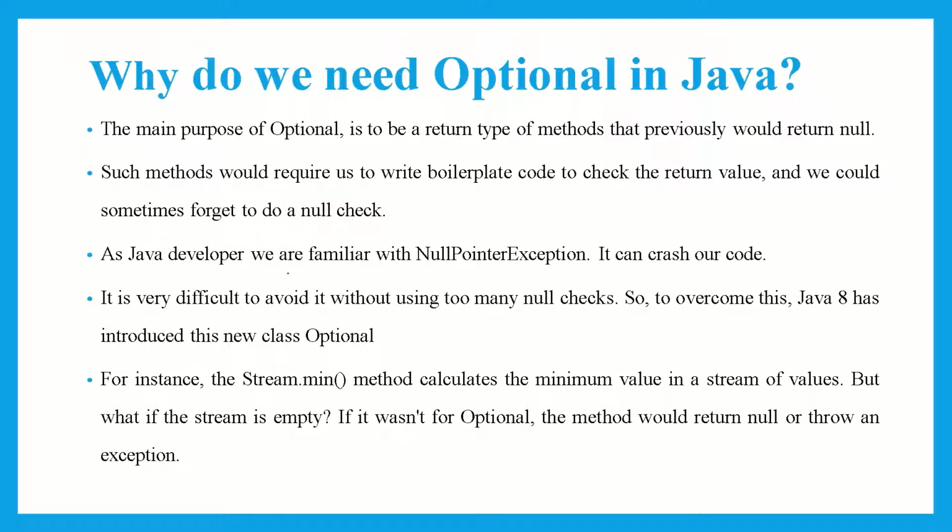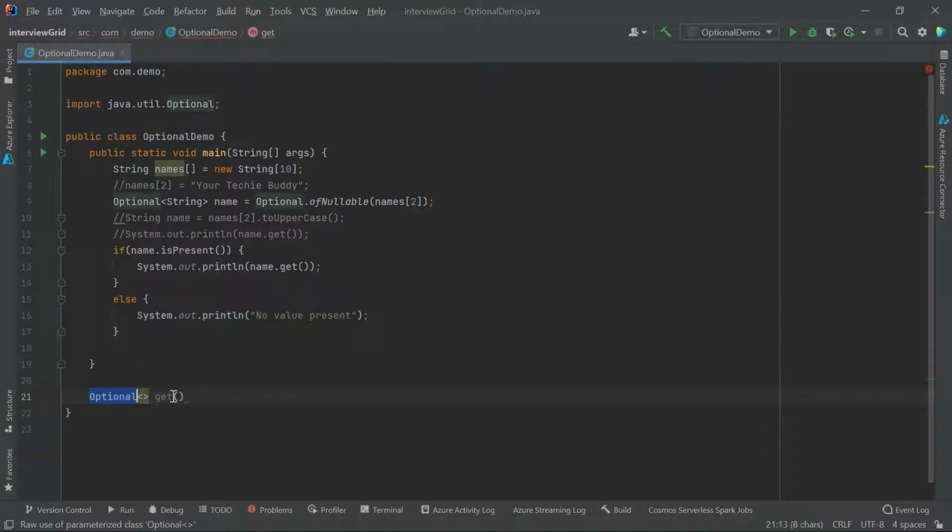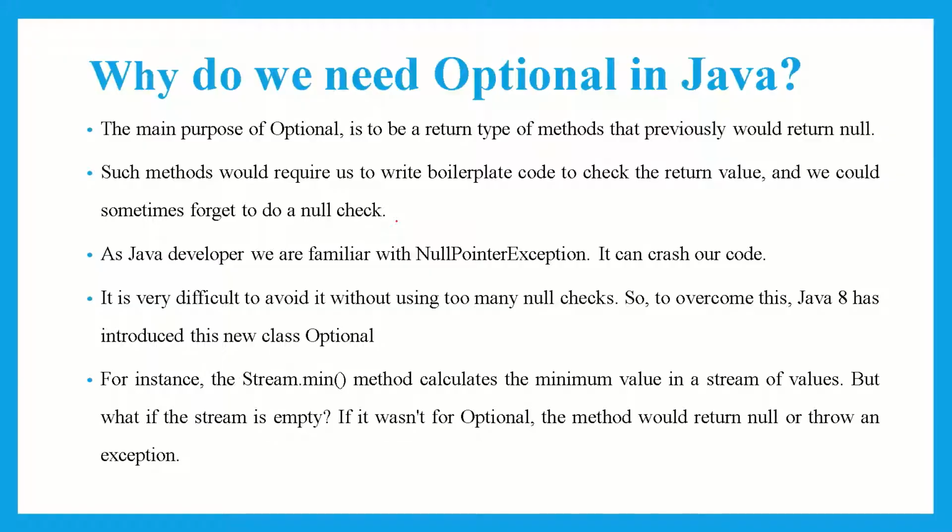Such a method would require us to write boilerplate code to check the return value, and we could sometimes forget to do a null check. If Optional was not there and this method was returning something and we were directly accessing it in our main method, it might give a null, then we would have to write null checks again and again. We have to deal with it.